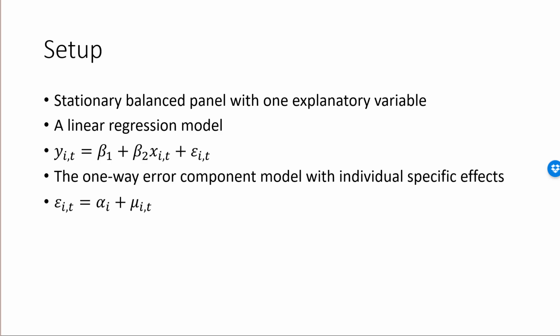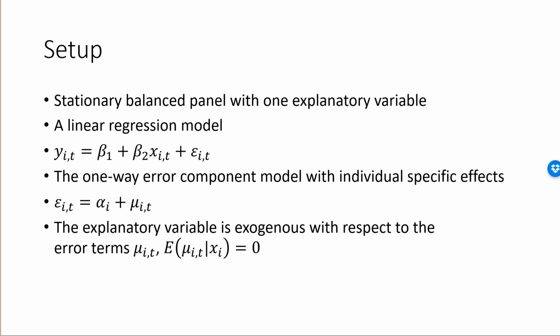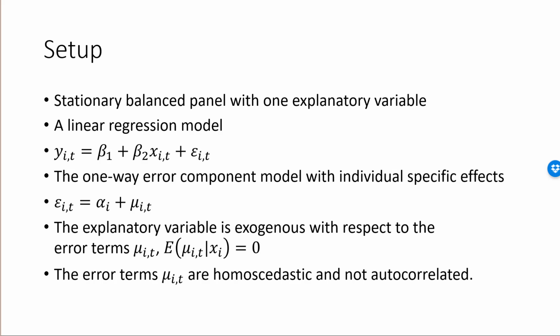So I write my error term epsilon_it as an individual effect alpha_i plus an error term mu_it. I make the Gauss-Markov assumptions on the mu_it. So the explanatory variable is exogenous with respect to the mu_it. The mu_its are stationary, they are homoscedastic, and we have no autocorrelation.